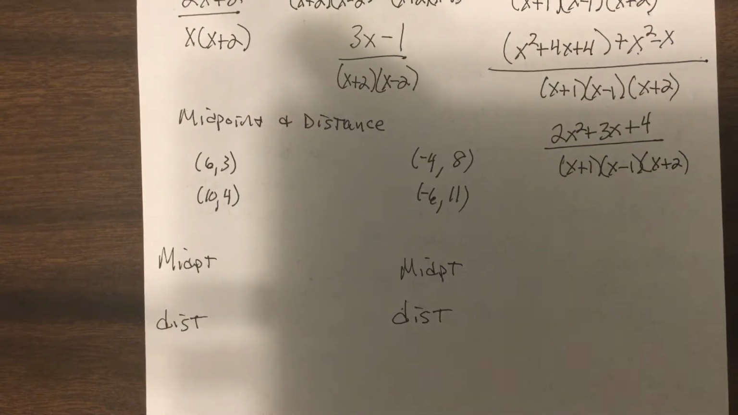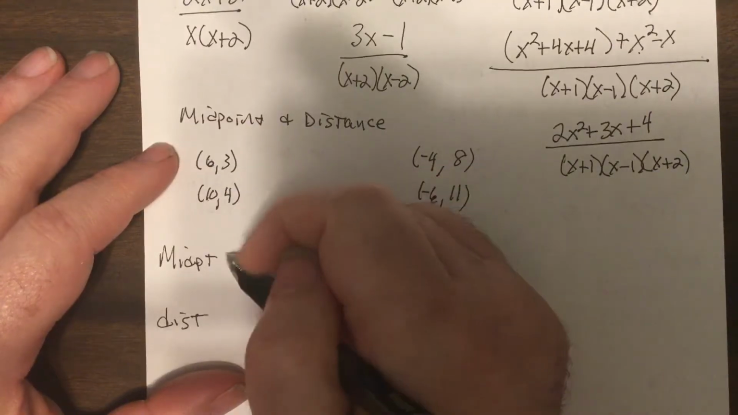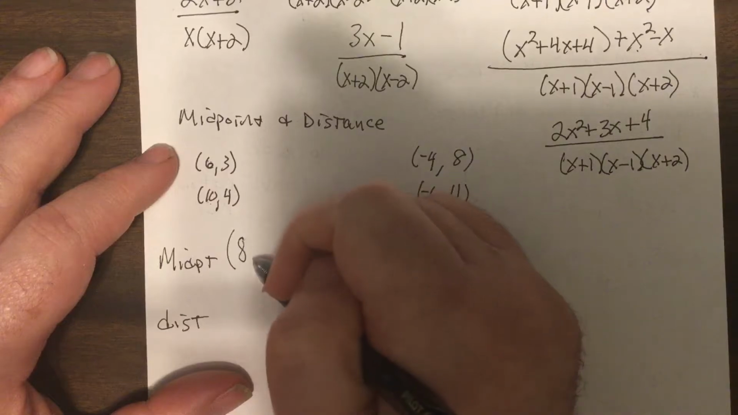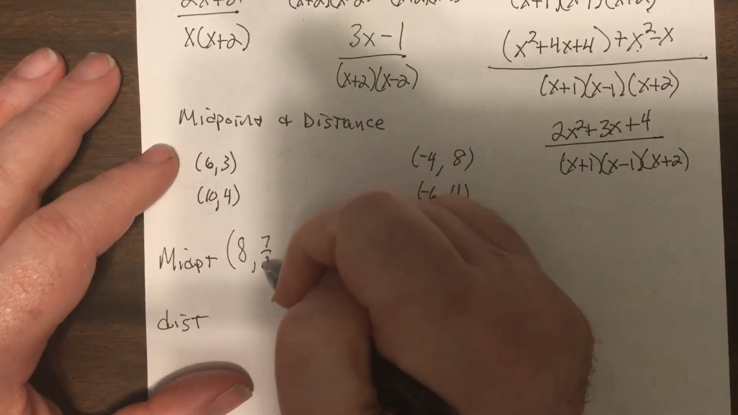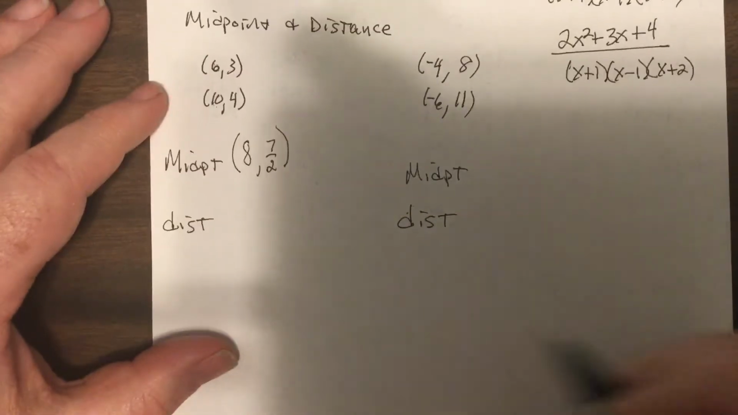Okay, this is part 2. Midpoint, you add the x's, divide by 2. So 6 plus 10 is 16, divided by 2 is 8. 4 plus 3 is 7, divided by 2 is 7/2. Or if you want to put 3.5, that's fine with me.